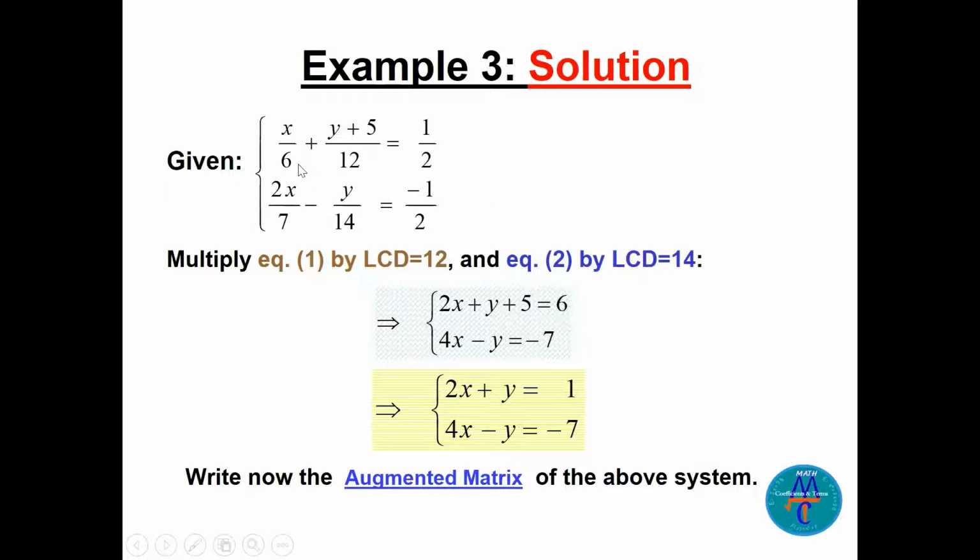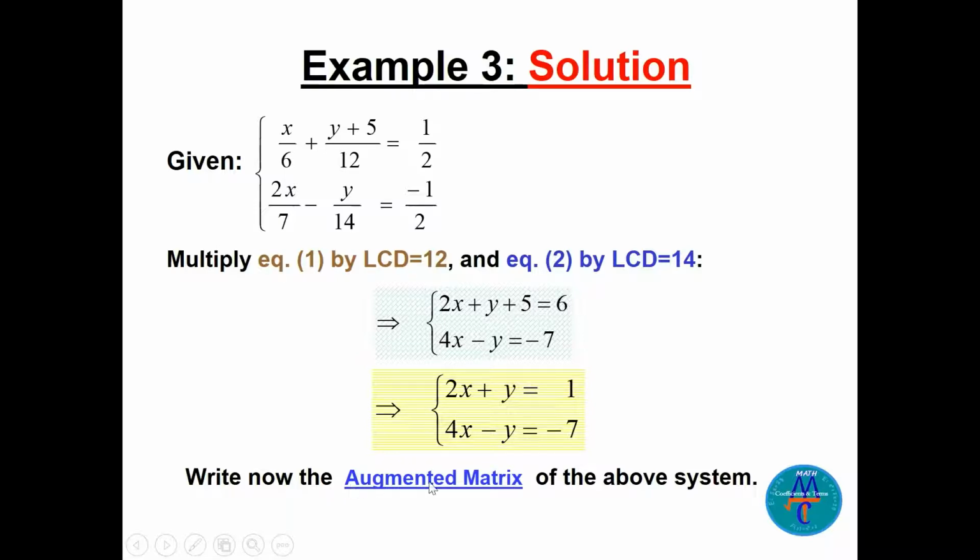So let's multiply the first by 12. 12 divided by 6 is 2, that will be 2x. Here we cancel the 12, so we get y plus 5. 12 times half is 6. Second one, we multiply by 14. 14 divided by 7 is 2, times 2x is 4x, minus y is equal to minus 7. We have to simplify a little more. 2x plus y, take 5 to the other side, becomes 1, and here 4x minus y is equal to minus 7. So now this system is ready.